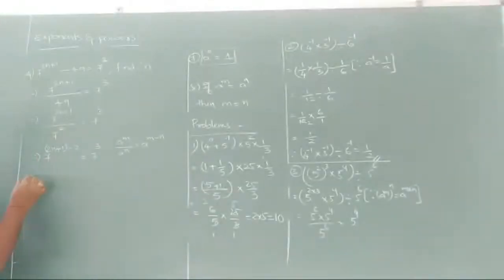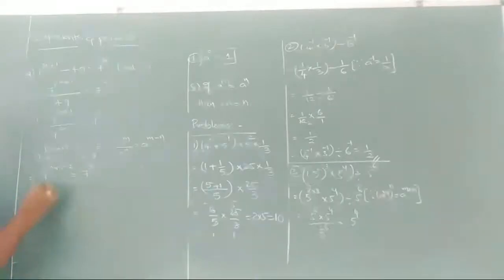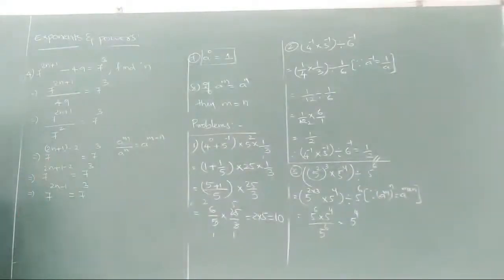Using a to the power of m by a to the power of n is a to the power of m minus n, so now 7 to the power of 2n plus 1 minus 2 is equal to 7 to the power of 3. How much are we going to get now for plus 1 minus 2? Minus 1. So 7 to the power of 2n minus 1 is equal to 7 to the power of 3. And one more we already discussed: whenever the bases are equal in an equality, then the powers, the exponents, are also equal. So we can write 2n minus 1 is equal to 3.